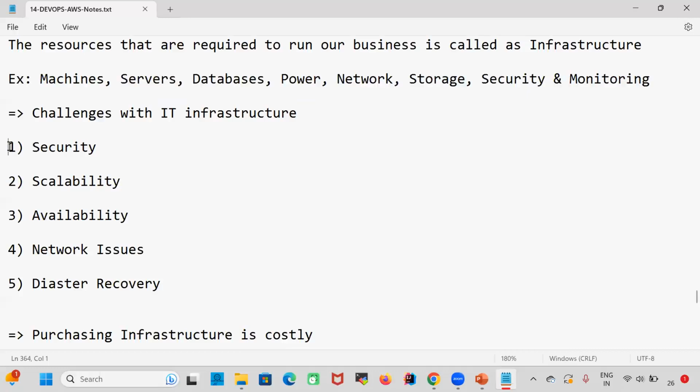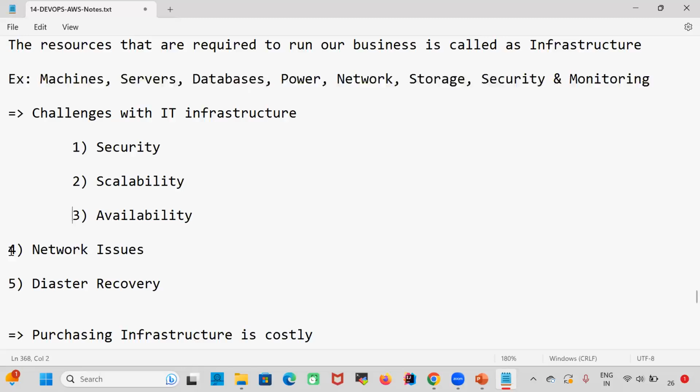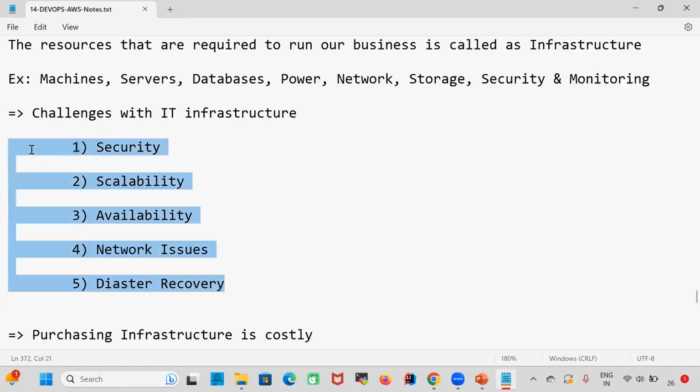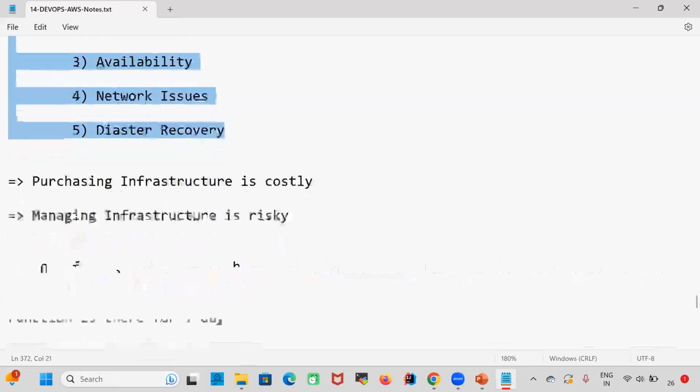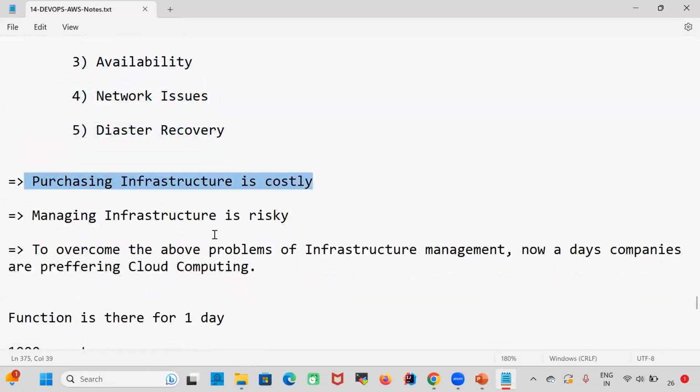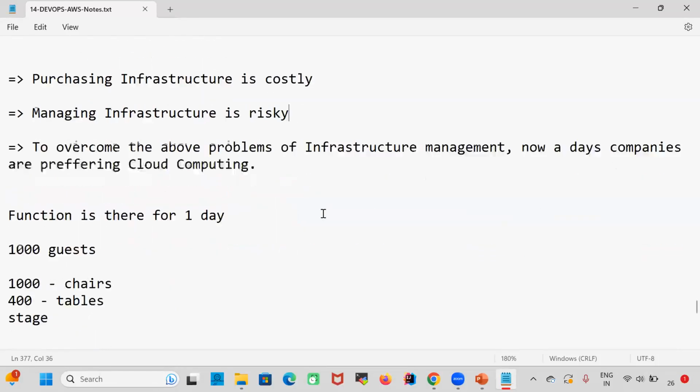How to achieve security for that? How to achieve scalability, how to achieve availability, how to deal with the network, how to deal with disaster recovery. These all are the challenges. So purchasing infrastructure is costly. Managing the infrastructure is risky. So to overcome these problems, money problem and management problem, companies are preferring cloud computing.